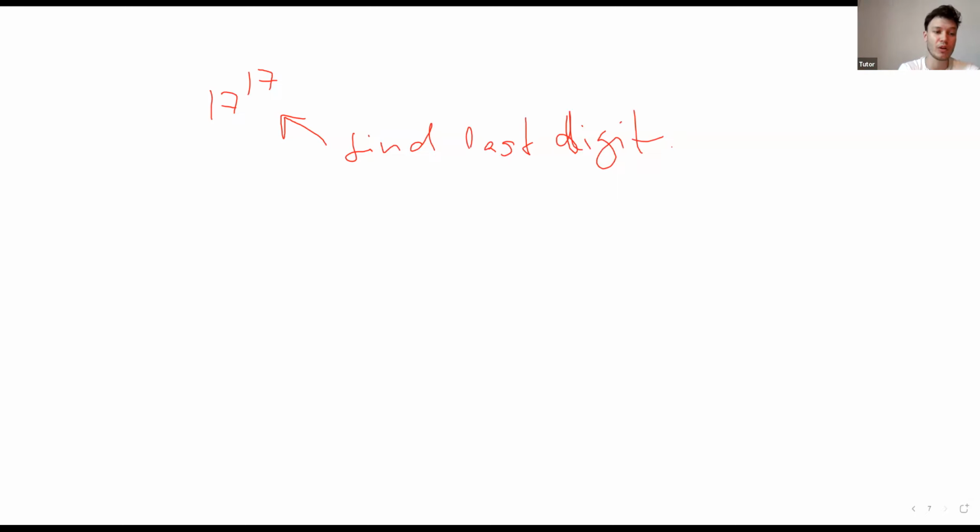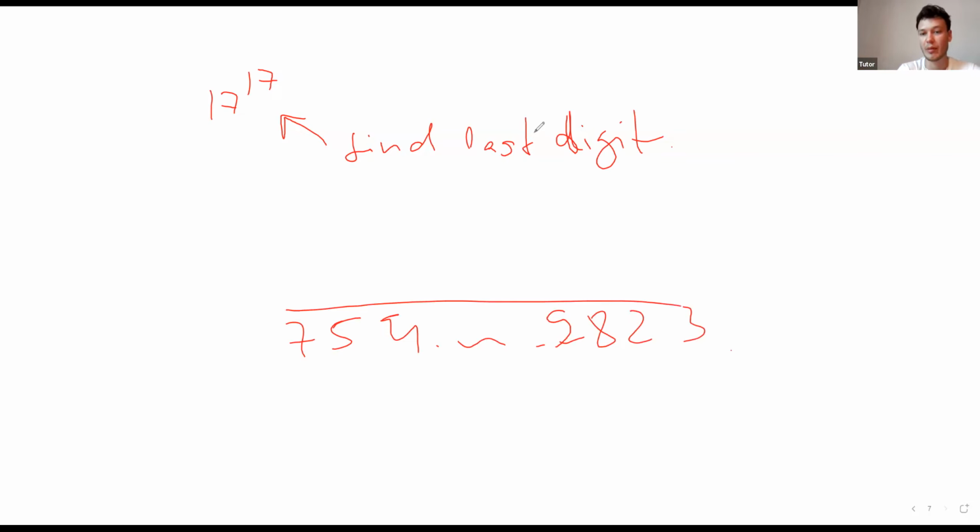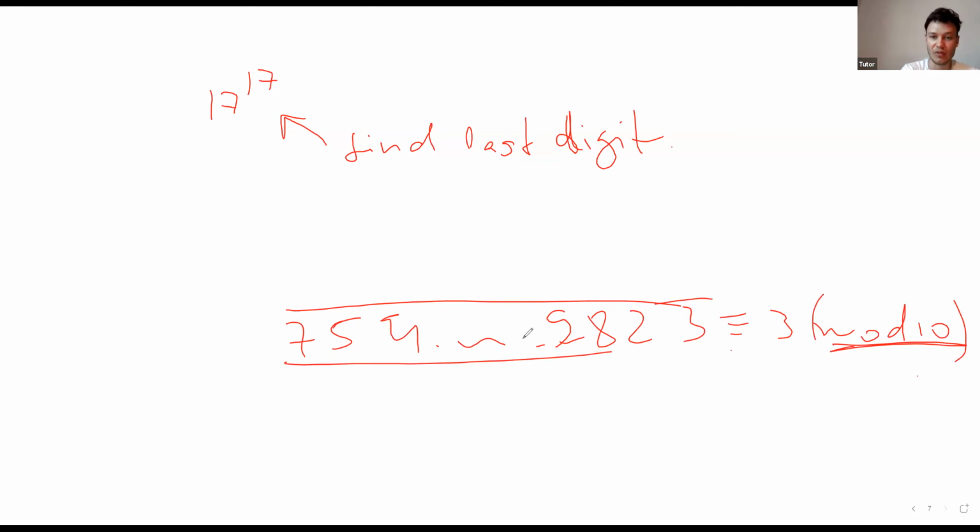How can we find the last digit? Basically, we need to figure out what this is congruent to mod 10. Because if I had some big number, let's say 7549823, a very big number, what's the last digit? You see that the last digit is 3. This entire thing is congruent with 3 mod 10. So if I ask what a number is congruent to mod 10, that's basically the last digit, because everything else besides the last digit is going to be a multiple of 10, and 3 is the last digit, which gives me the remainder 3 mod 10.